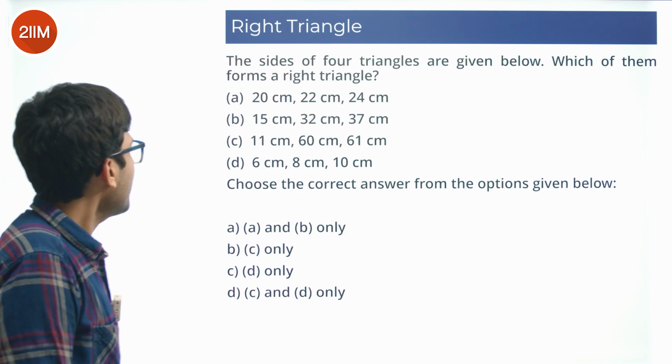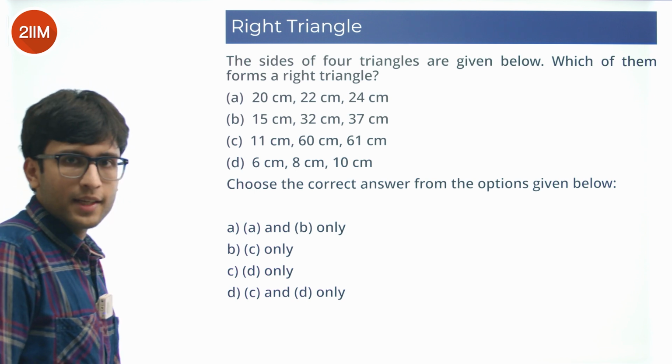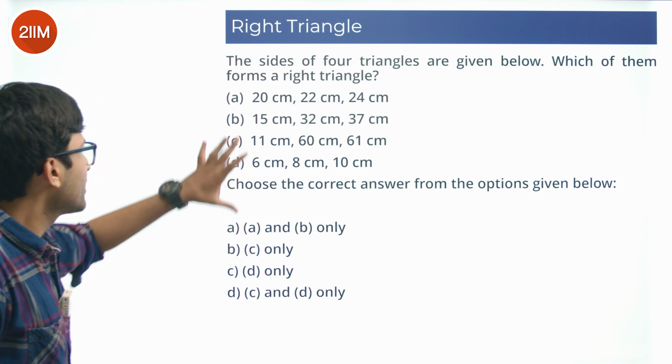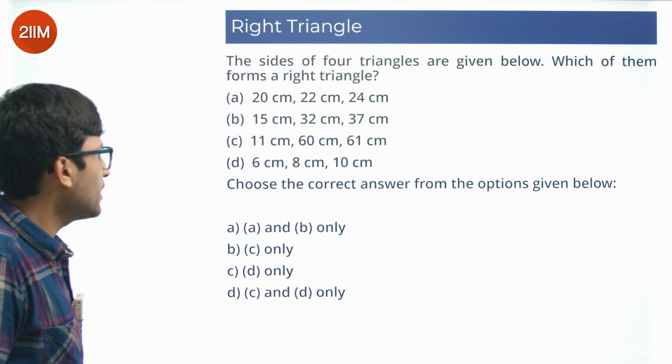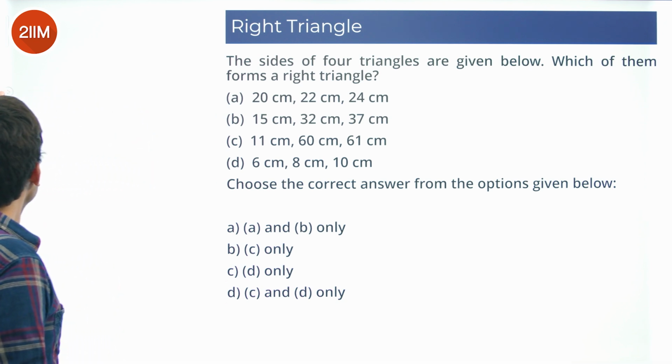Right triangle. Let's try. The sides of 4 triangles are given below. Which of the following is a right triangle? Okay, so this is my question. The 3 sides are given and I need to find out which of the following are right triangle. Let us make some space.